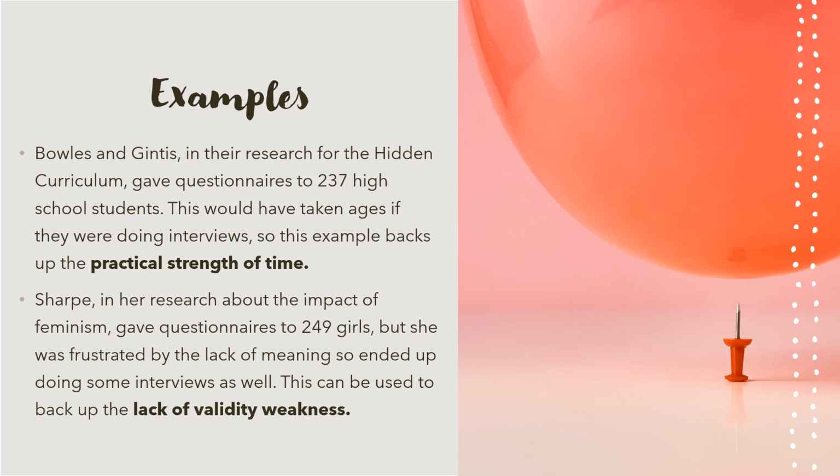Sharp, which again you should know about in terms of girls' attitude to education. Sharp gave questionnaires to 249 girls, but actually she was annoyed by the fact that she couldn't get the real depth and the meaning and their full opinions. So because she was annoyed by the lack of validity, she ended up doing interviews instead, or as well. So you can use that as part of the criticism of the validity issues.